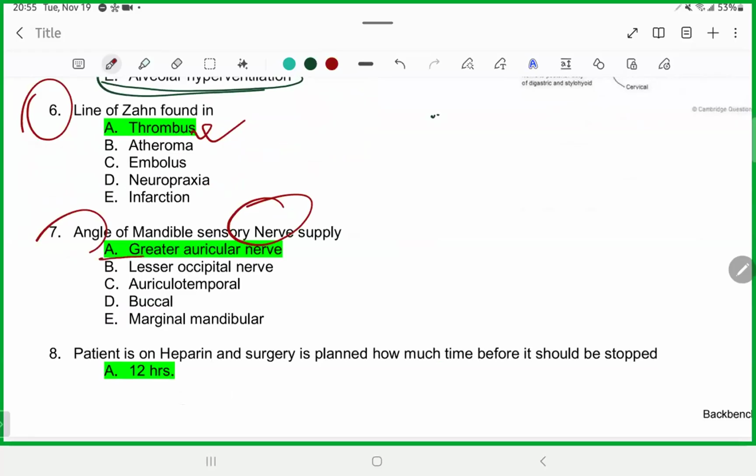So the greater auricular nerve is wisdom or knowledge. Anyway, I don't want to say it because there are international candidates here, they won't understand. So we just forget it for a while. We just know that the sensory nerve supply of the angle of mandible is the greater auricular nerve.